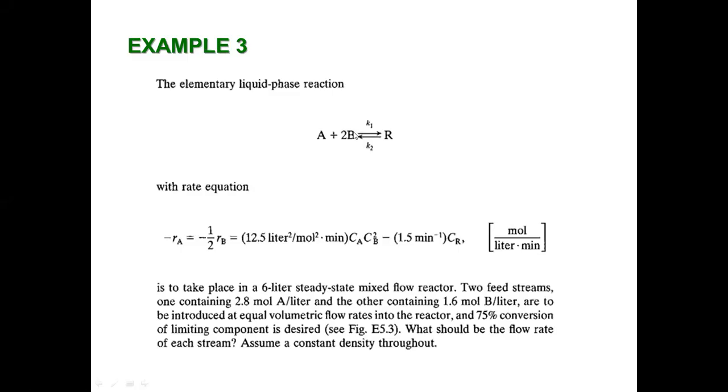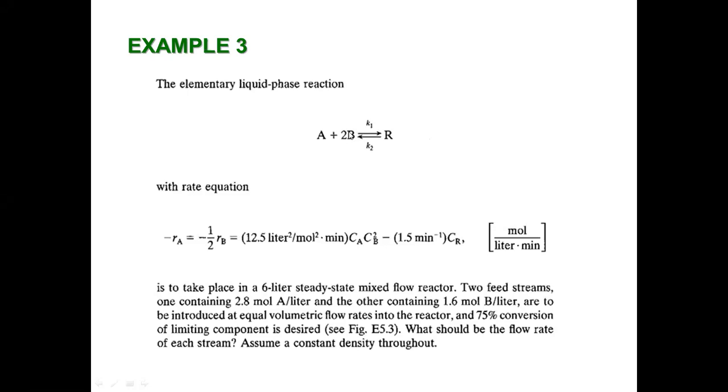So for this example, we're given an elementary liquid phase reaction of A reacting with 2 moles of B in a reversible reaction forming 1 mole of product R. So the rate equation for this based on the stoichiometry is, if it's expressed in terms of A, then it would be rate in terms of A being equal to 12.5 Ca times Cb raised to 2.